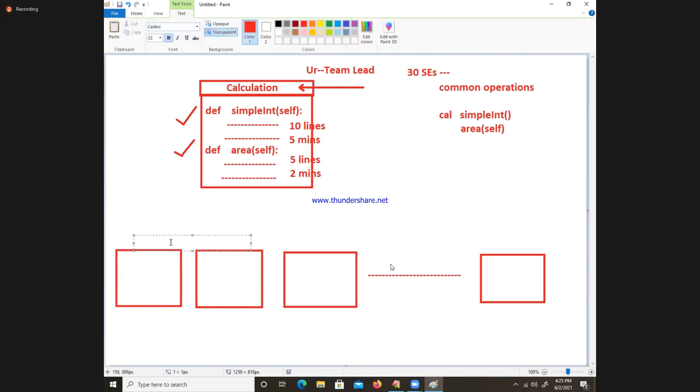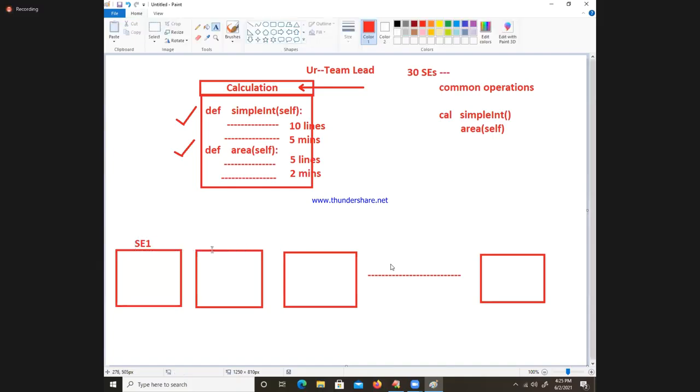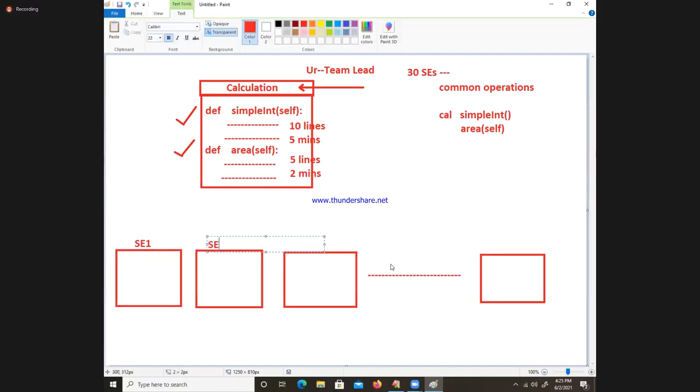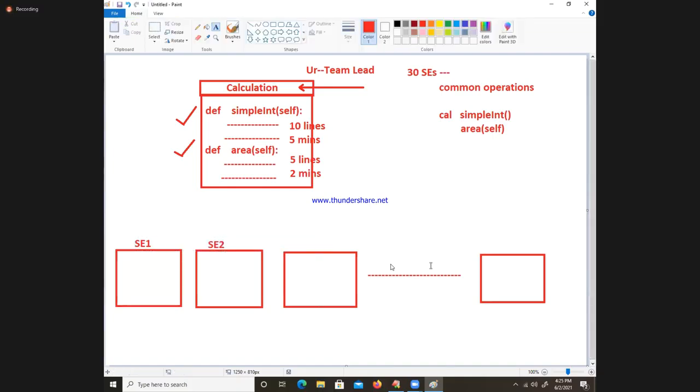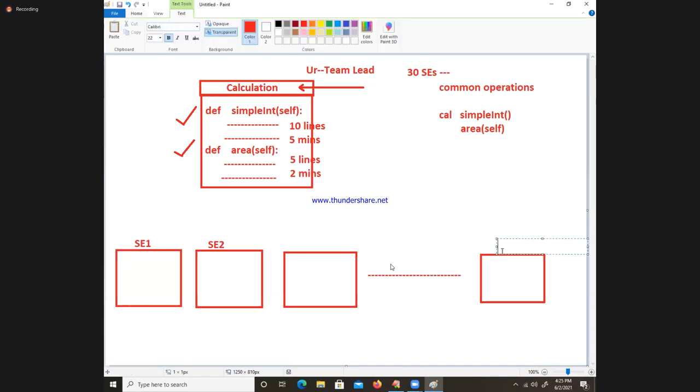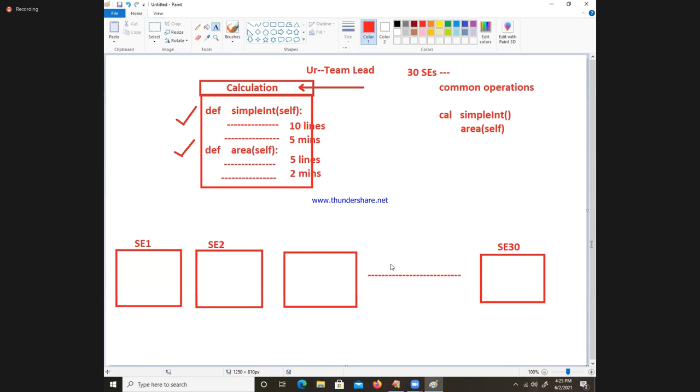I don't want to ask this SE1, this SE2 to define again and again. I will ask them to do what? Inherit. I will ask them to obtain these things as it is without defining. This mechanism is known as what? Inheritance mechanism. Does it come under reusability or not?